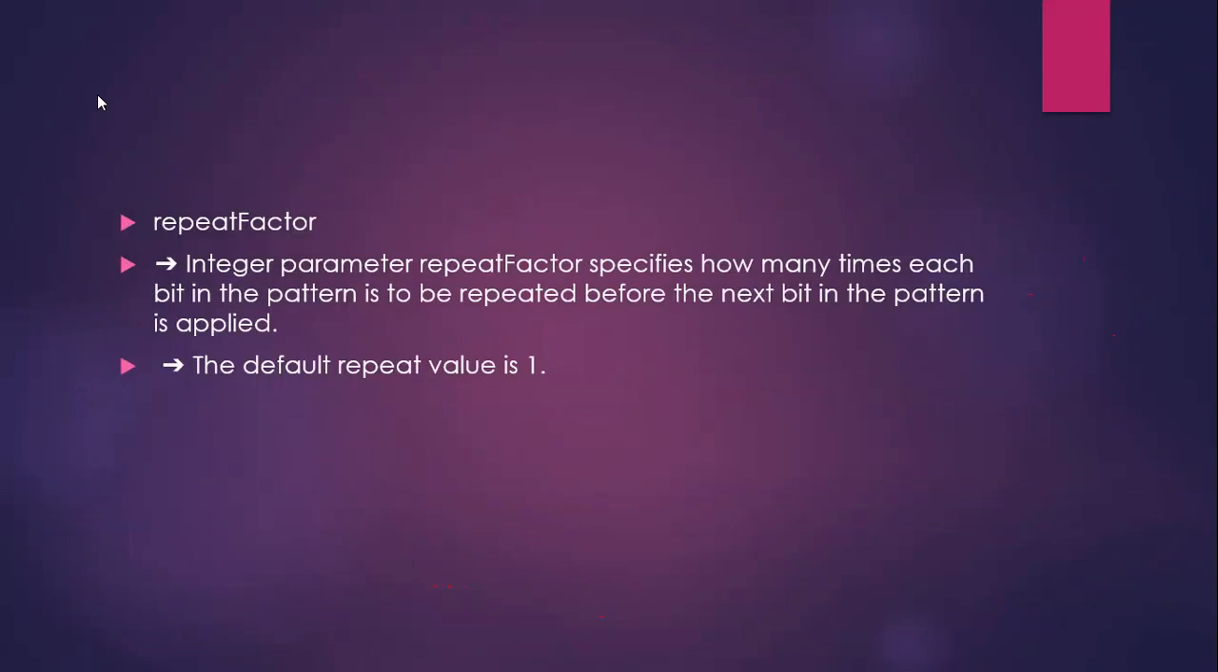So you had one more parameter called repeat factor. There were two parameters within glLineStipple: one was repeat factor and one more was pattern. So what is repeat factor now? The integer parameter repeat factor specifies how many times each bit in the pattern will be repeated before the next bit in the pattern is applied. The default repeat value is 1.